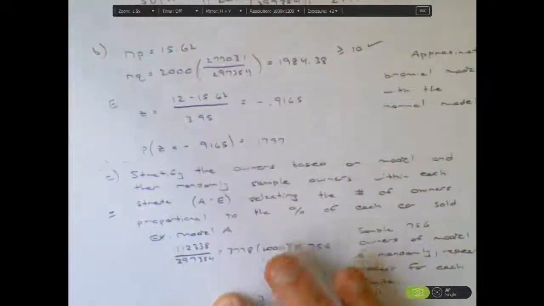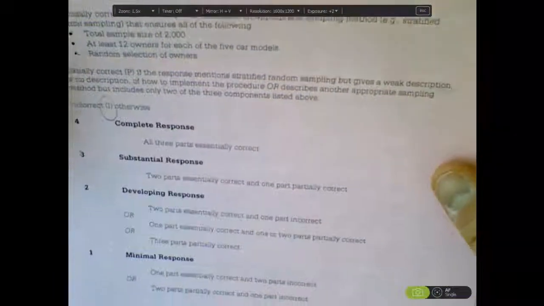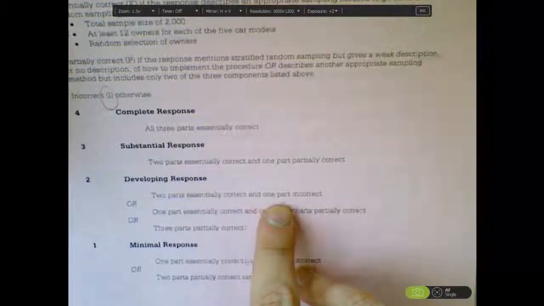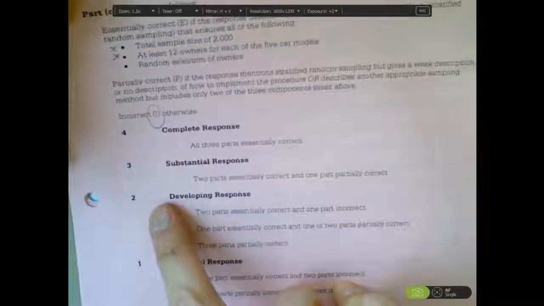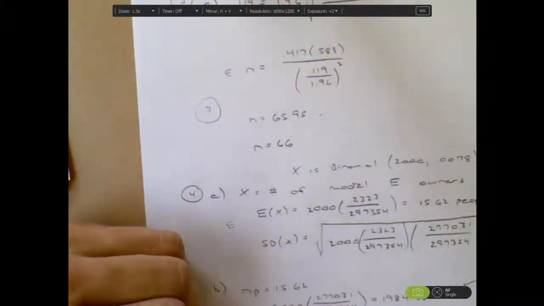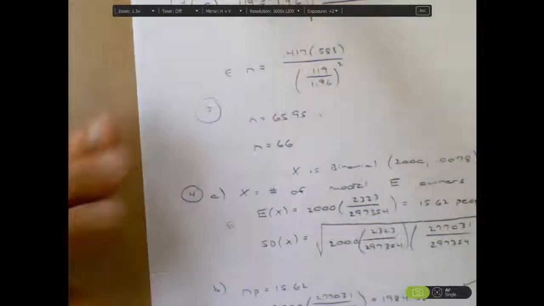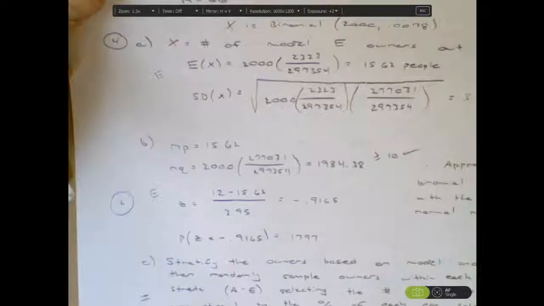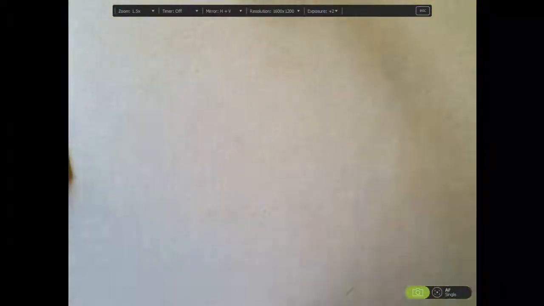So I have 2 E's and an I. There's only 3 parts here. So 2 parts essentially correct and 1 part incorrect. This would represent a 2. So there's your question on it. It's a little bit of a mix. We have some probability in there. We have some experimental design and sampling in part C. Okay, let's move on to question number 5 and take a look at what we have there.